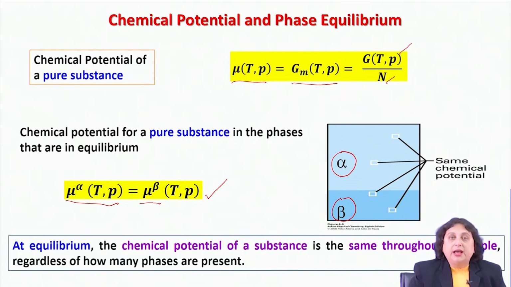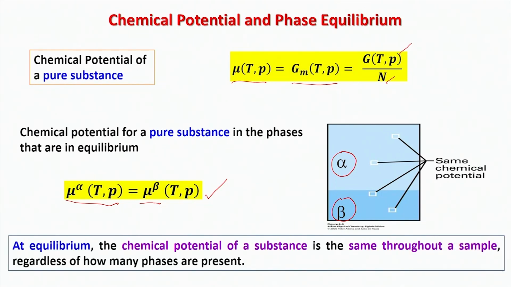And therefore, I conclude that at equilibrium, the chemical potential of a substance must be the same throughout the sample, regardless of how many phases are present.